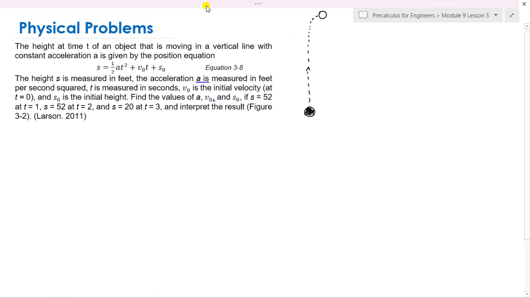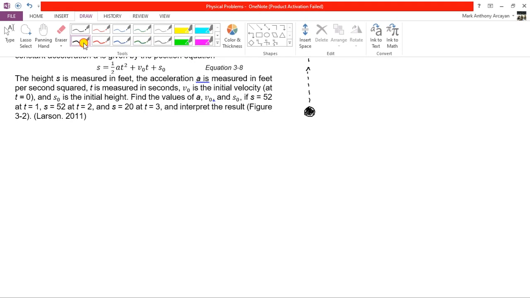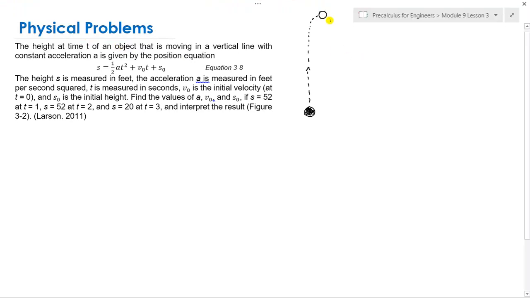So it goes up, reaches maximum height, then falls back towards the earth's surface. So here it says the height at time t of an object that is moving on a vertical line with constant acceleration a is given by the position equation: s equals 1/2 at squared plus v naught t plus s naught.